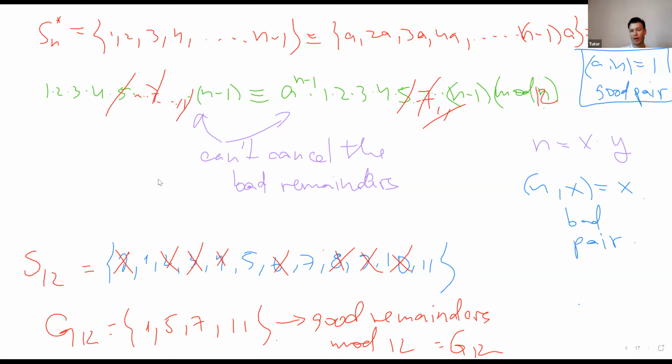So, how about I just look at the set of good remainders of 12? Instead of working with the set S12, how about I work with the set G12? Basically, G12 is going to be the good remainders of 12. So these are going to be what? 1, 5, 7, and 11. So these are the good remainders.